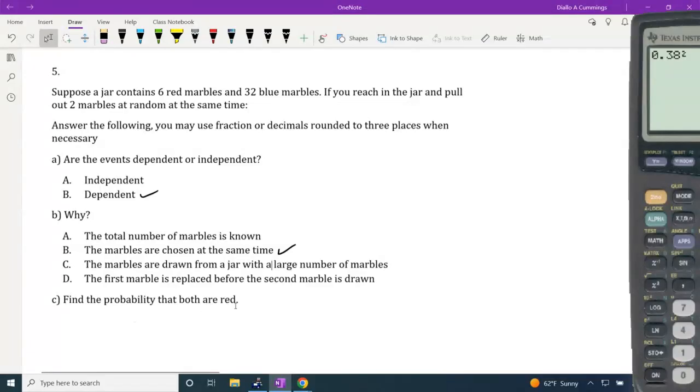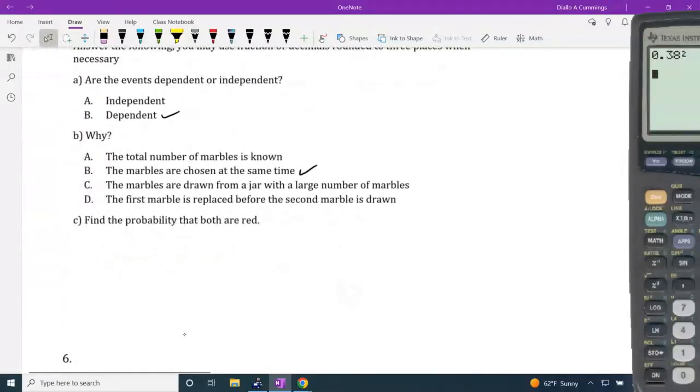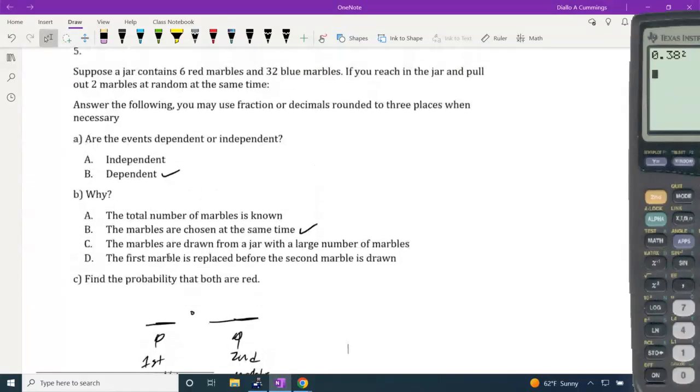All right, and now we're asked to find the probability that the 2 marbles we choose are red marbles. So I'm going to map out 2 outcomes. This is the first marble chosen, and this is the second marble chosen. But they're at the same time, so. All right, so let's determine the probability. What's the probability that the first marble you choose is a red marble?